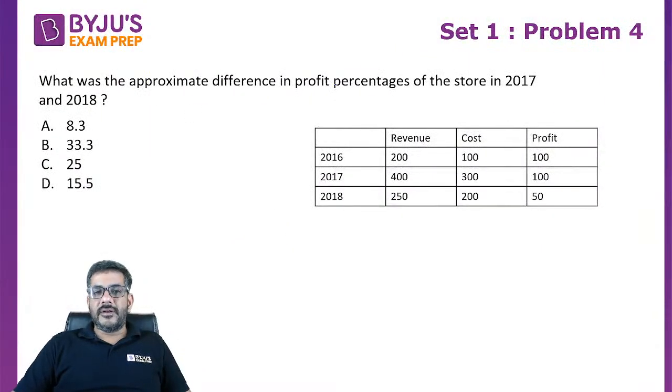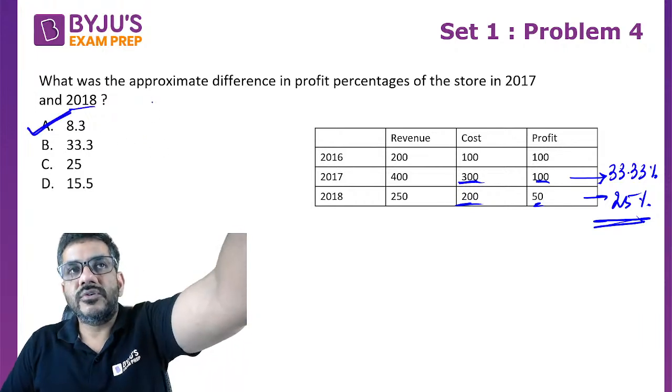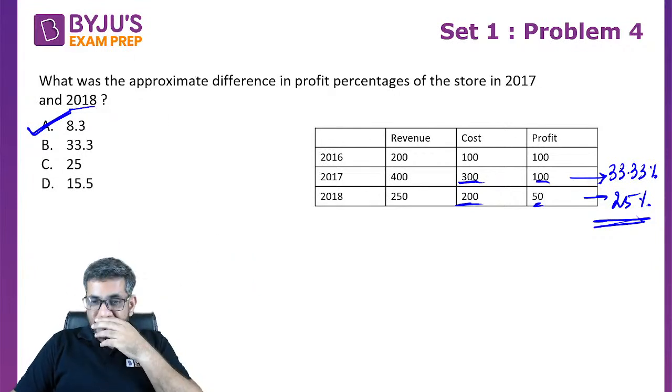What was the approximate difference in profit percentages of the store in 17 and 18? 17 में profit percentage कितना है? 300 पे 100 का profit है, which is 33.33%. 18 में profit कितना है? 200 पे 50 का profit है, that is 25%. What is the difference between them? 33.33 minus 25 is 8.33. So therefore my answer for this question is 8.3.